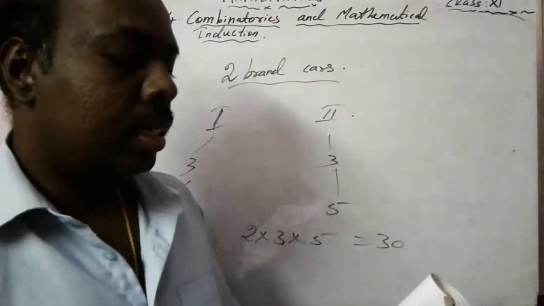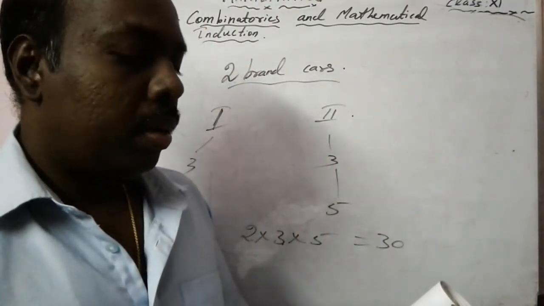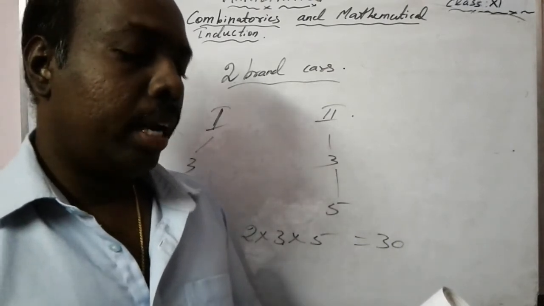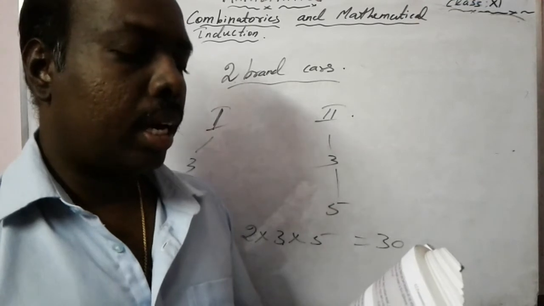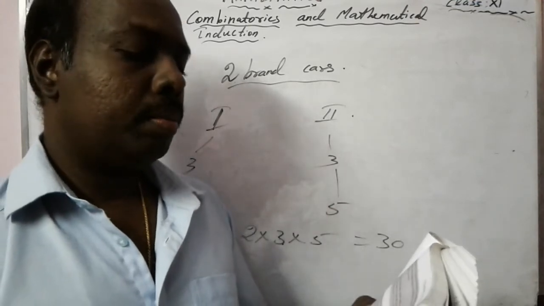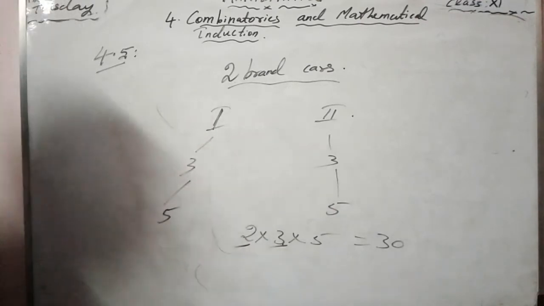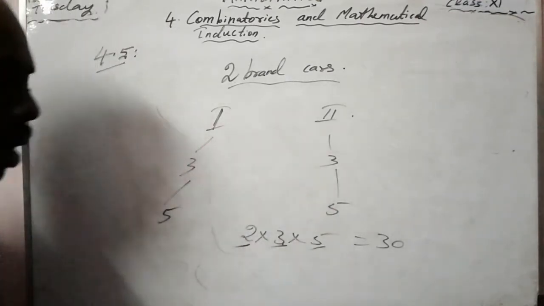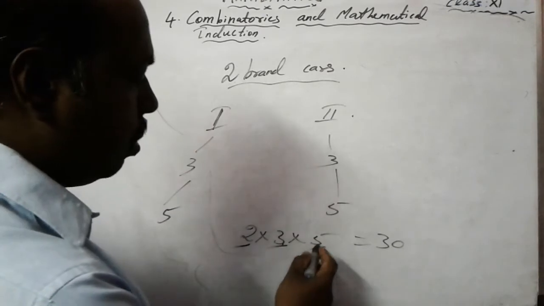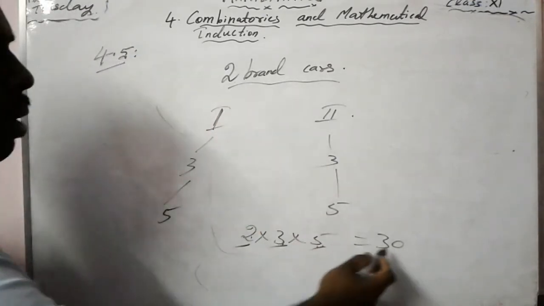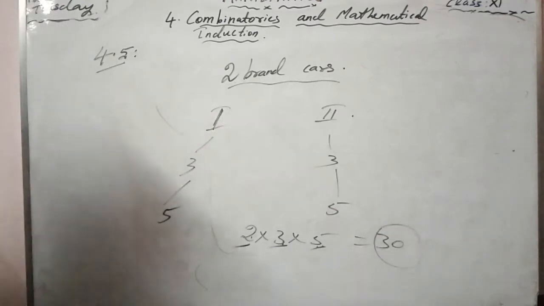So will you write the step? A brand of car can be chosen in 2 ways, a model can be chosen in 3 ways, and a color can be chosen in 5 ways. So total number of ways of selecting a car is 2 × 3 × 5, that is equal to 30 ways.